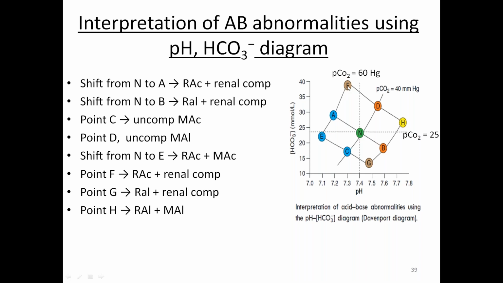Now look at point F. What is happening here? So here your PCO2 we know is 60. It's way above the limit of 40. So it's definitely taking it towards acidosis. But your bicarb ion is not, right? So this is a clear case of respiratory acidosis.